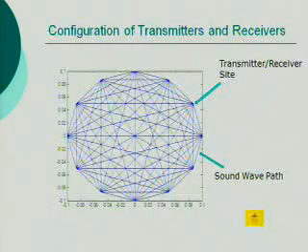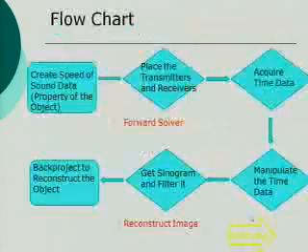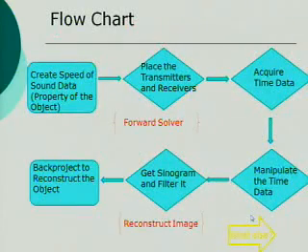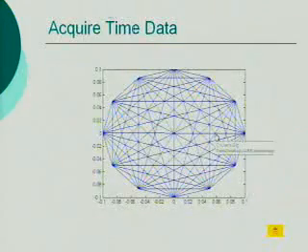And this is a configuration made by MATLAB. As you can see, each point represents a transmitter-receiver site, and the line between those points represents the path that the sound wave propagates through. And after we have the transmitter-receiver set, we can now acquire the time data, and here is how we did it.